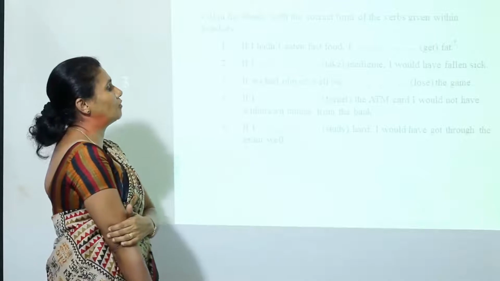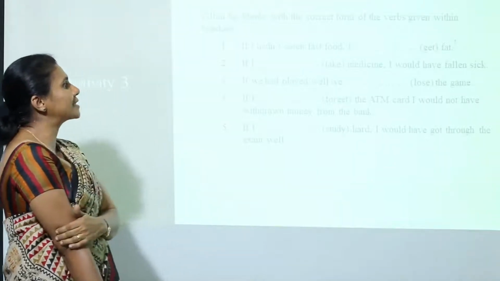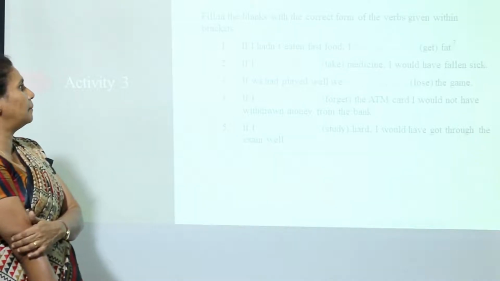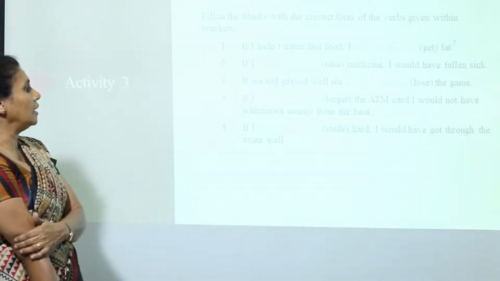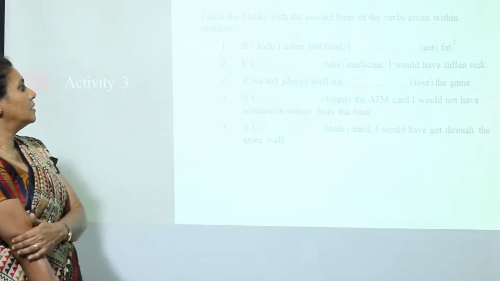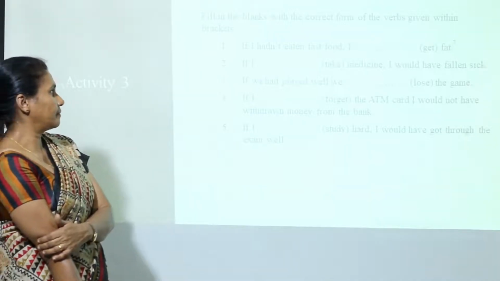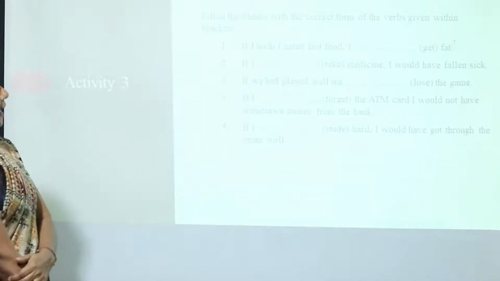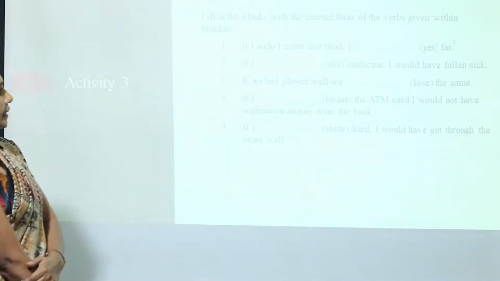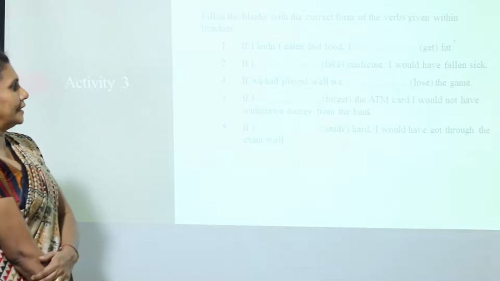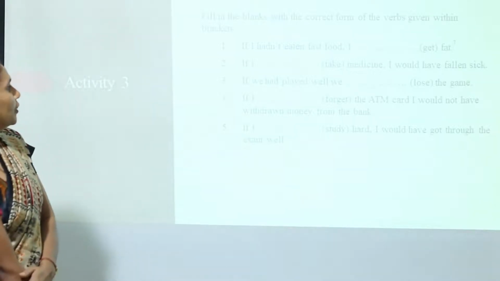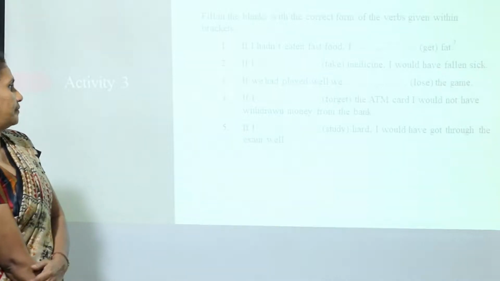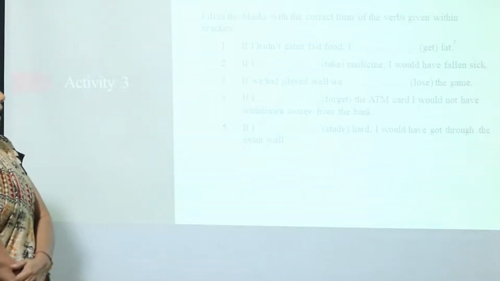We would not have, or we could not have lost the game. Okay, the negative form. If we had played well, we would not have lost the game. Okay, then the fourth one. If I blank, within brackets forget, the ATM card, again there should be a comma, I would not have withdrawn money from the bank. So you know what an ATM card is.